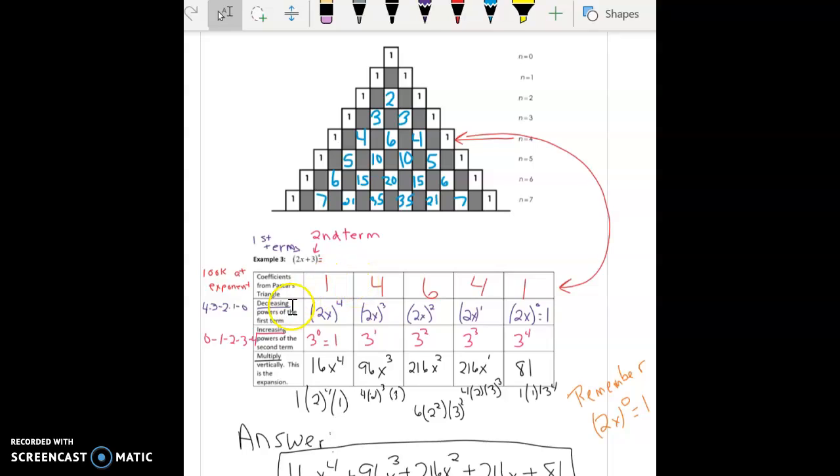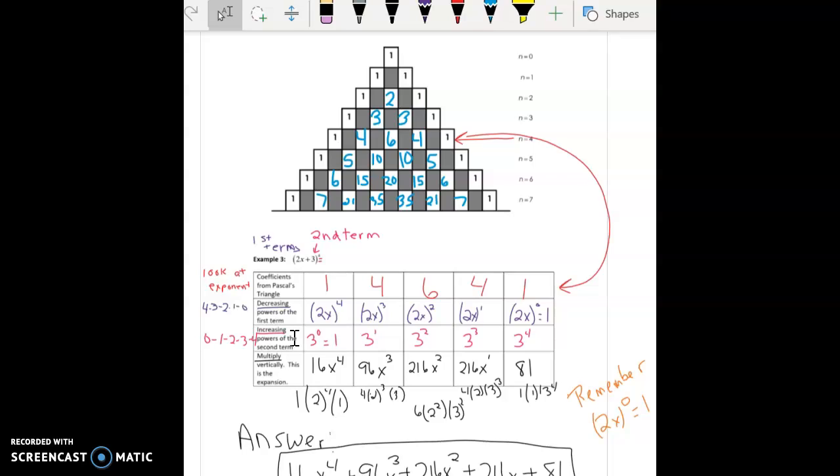The next thing is you're going to look at the first term. The terms are 2x is your first term, and your second term is positive 3. We're going to go decreasing powers, which means we're going to start at 4, then we're going to go to 3, 2, 1, and 0. So we're going to take the first term, 2x, and we're going to raise it to the 4th power. 2x to the 3rd power, 2x to the 2nd, 2x to the 1st, and 2x to the 0 power. Anything raised to the 0 power is always the number 1.